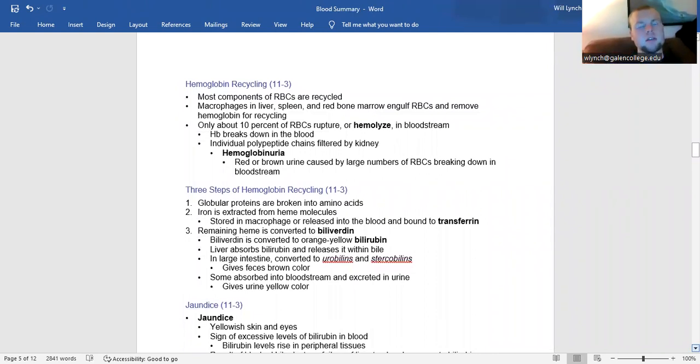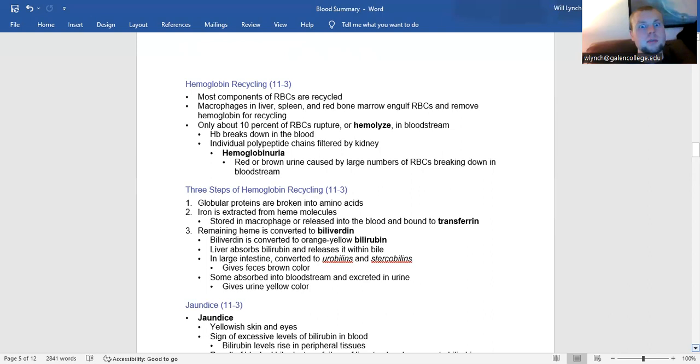During that breakdown at the end, when we get to that 120-day mark, the red blood cells are broken down, and most of the components that we find in the red blood cell are able to be used again. Our resident immune cells, the macrophages that are located in the liver, in the spleen, and the red bone marrow, all engulf our red blood cells and are able to remove the hemoglobin units from them.